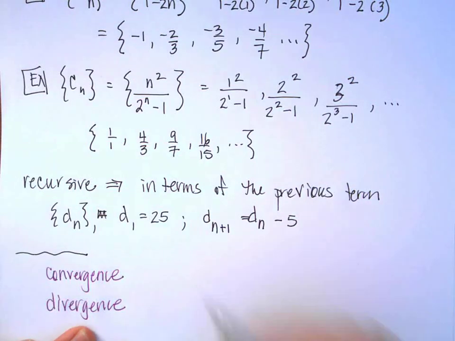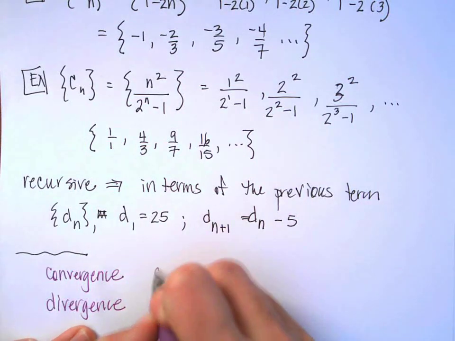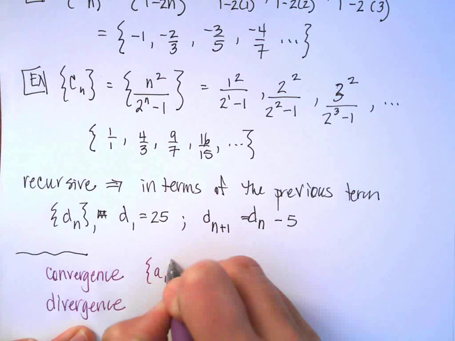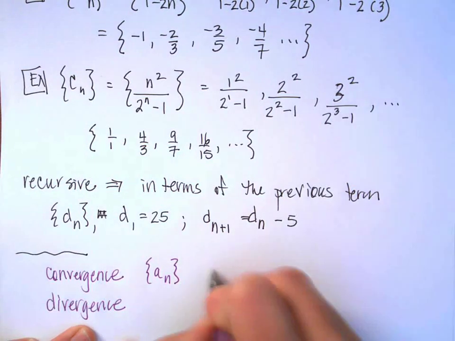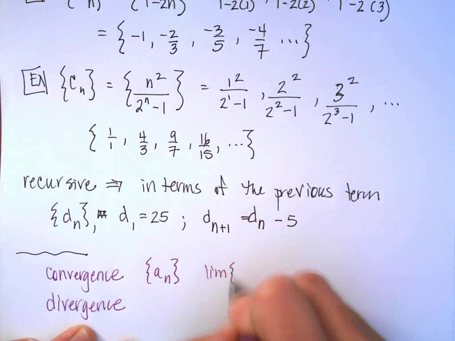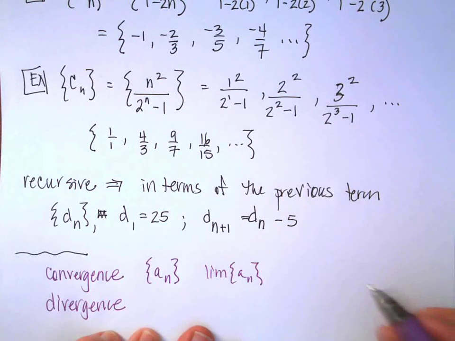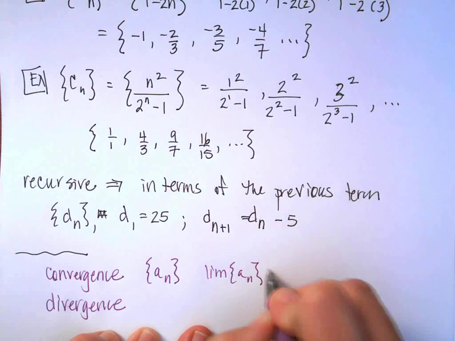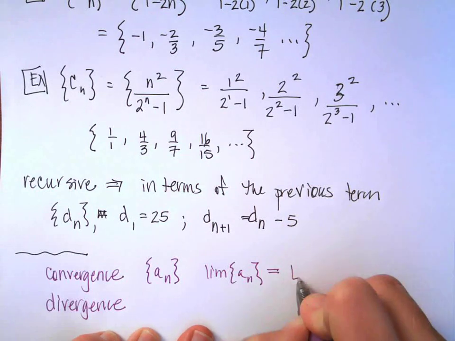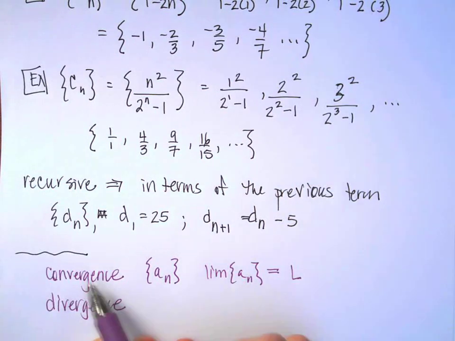So if we talk about convergence, that means that the sequence, and I'm just going to write it like this, if I take the limit of my sequence and the sequence approaches a value, so let's say that my particular sequence approaches a value, then we would say that the sequence converges.